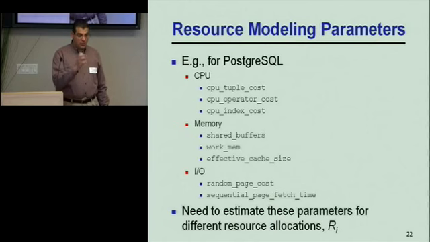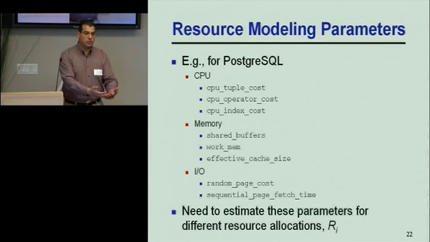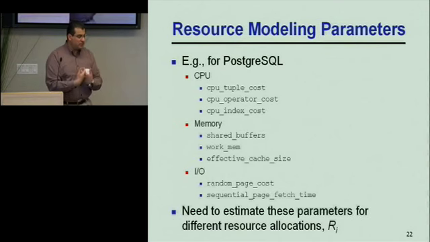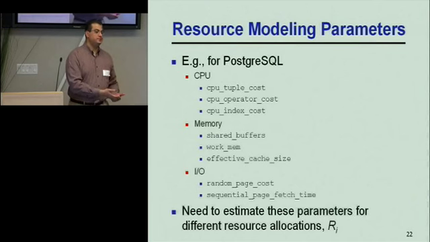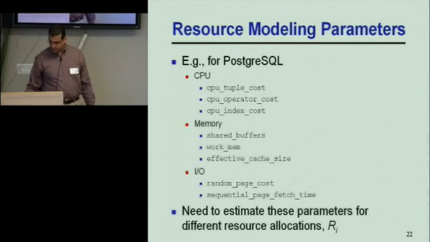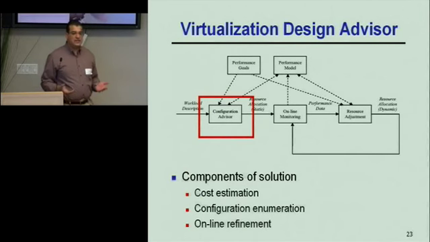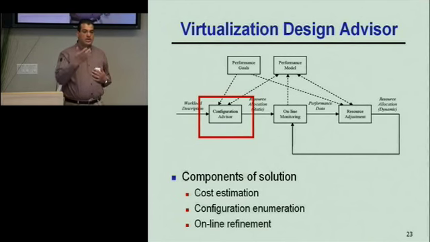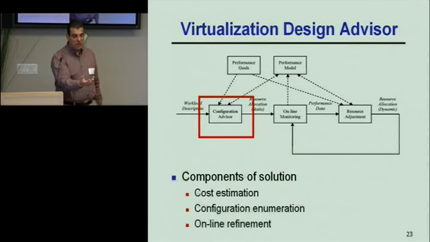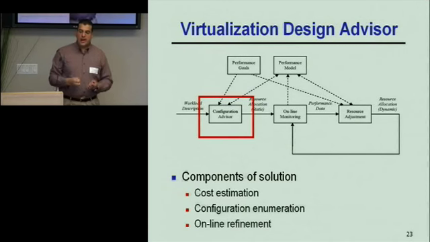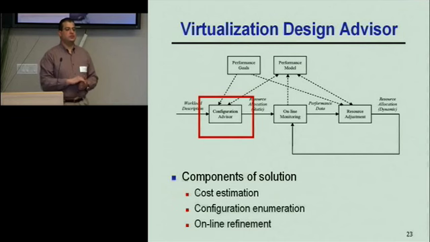Now, once we have the values of these parameters for different resource allocations, we can consult the query optimizer, and it gives us the estimated performance under different allocations. Okay? So basically, that's it for the performance model. We expose the application's own internal cost model, in our case, the query optimizer cost model, and we need to make it aware of the effect of different resource allocations.